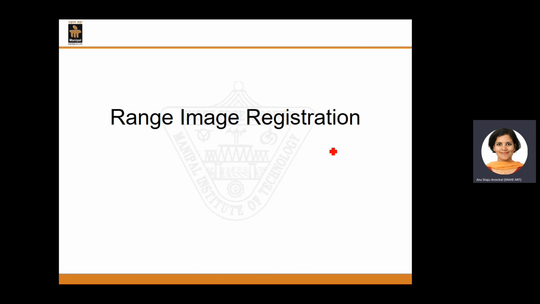Okay. Now let's see how we can do range image registration. First we saw what a range image is. The second topic we saw is how range image segmentation is done, in the sense of how you detect edges in range images. The next topic is range image registration, or how it is done.